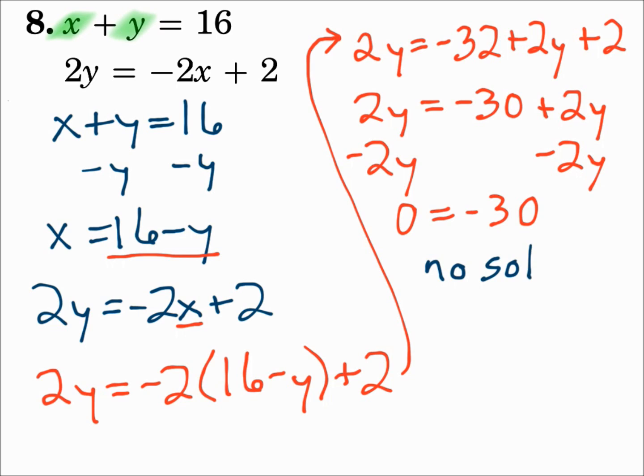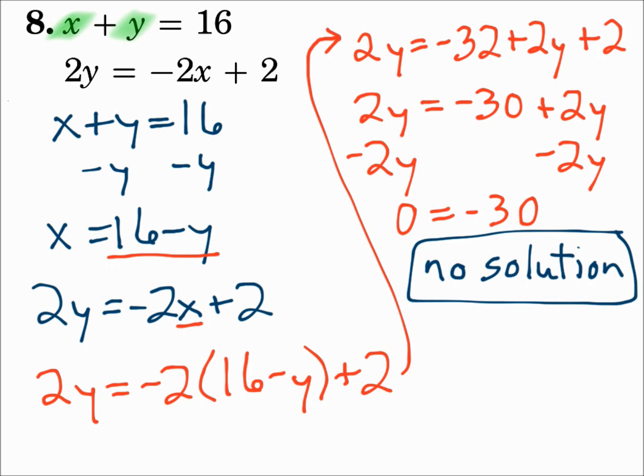This is no solution. When it's false, it's no solution. This is like two parallel lines that never intersect. And since they never intersect, there's no solution.